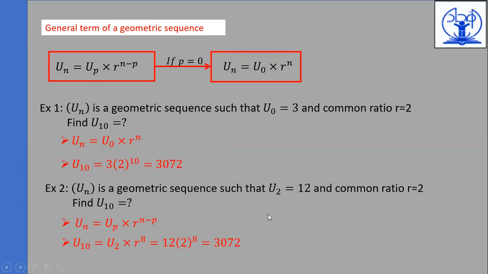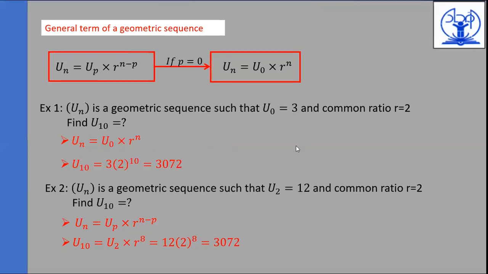So for the same sequence, whether you are using U0 to get U10 or you are using U2 to get U10, for sure you will get the same answer, but you have to be careful how to use the appropriate rule.